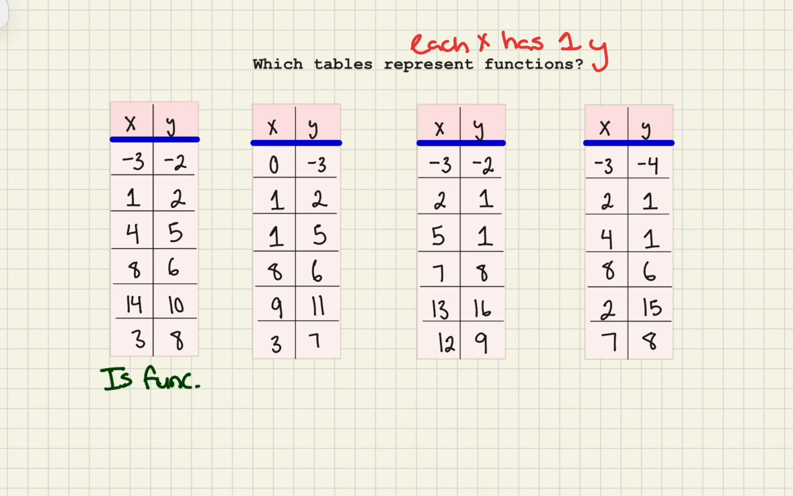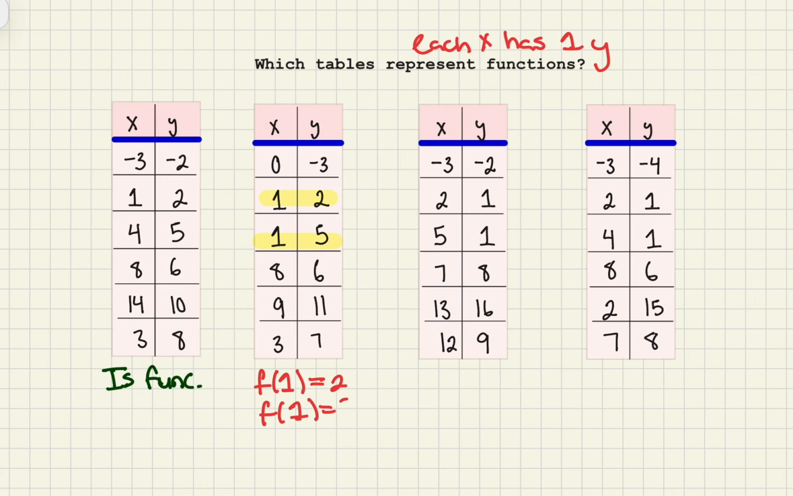Now, we see for table 2 that we are given f of 1 equals 2 and f of 1 equals 5. So that's one x value that outputs two different y values. Therefore, this one is not a function.